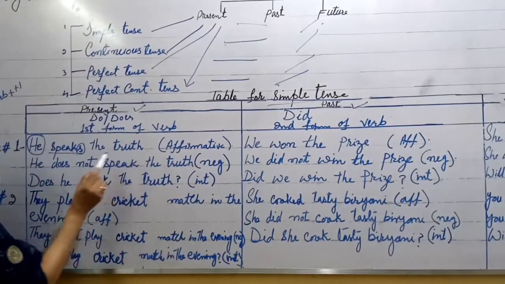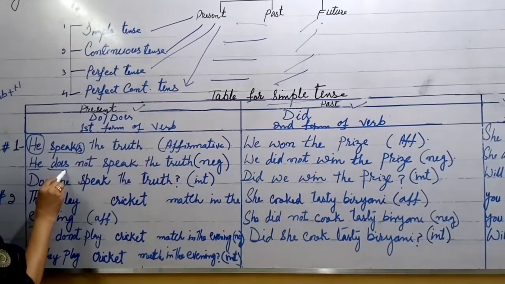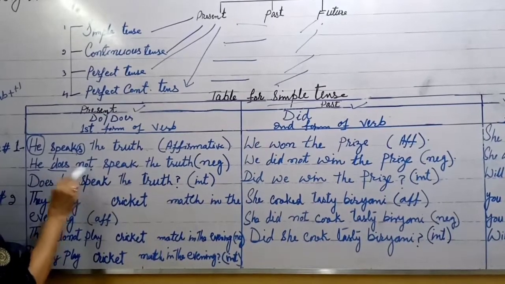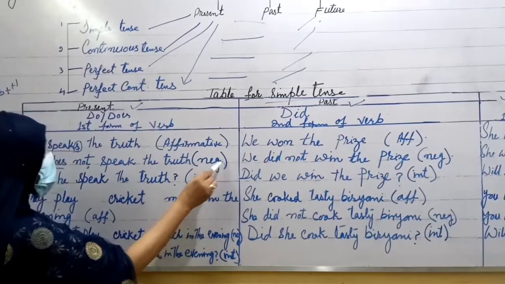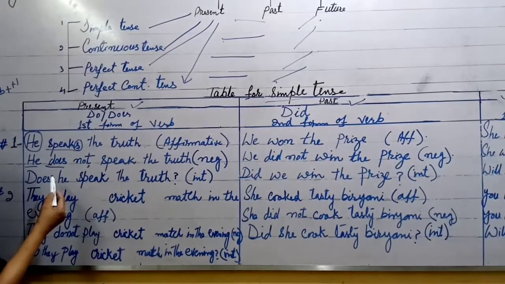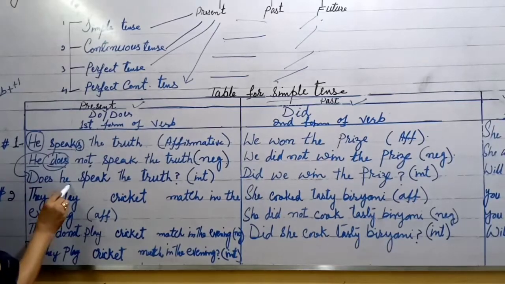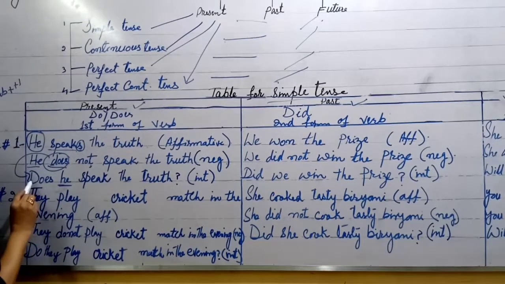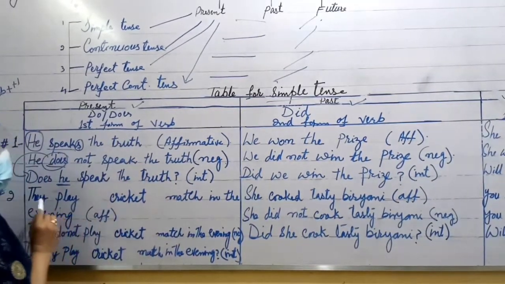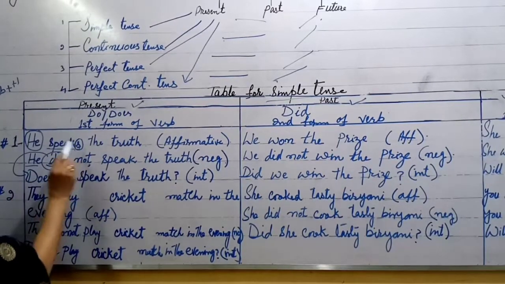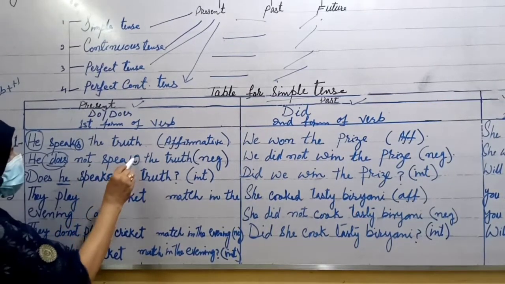If you are going to change it into negative, just after the subject you will put does and not. Does not, that is doesn't. He doesn't speak the truth. This is negative. If you are going to make the interrogative of the same tense, we write does at the beginning of the sentence, that is before the subject. Does he speak the truth? Sign of interrogation. This is the interrogative sentence. We put does here, and we remove S from here. As you are looking here, there is no S.